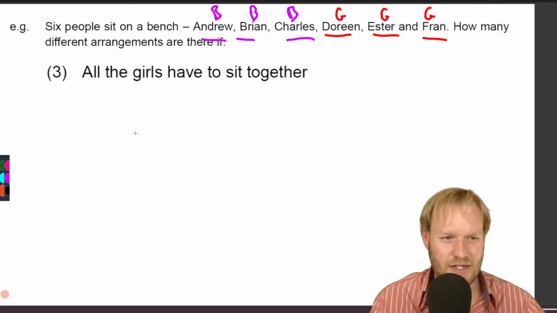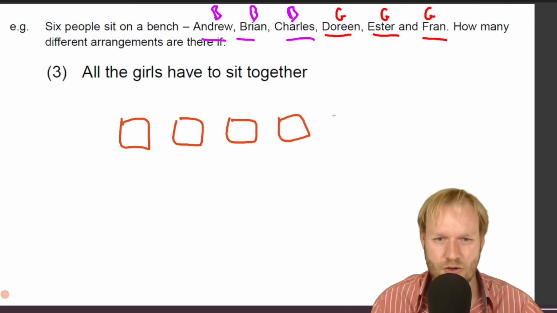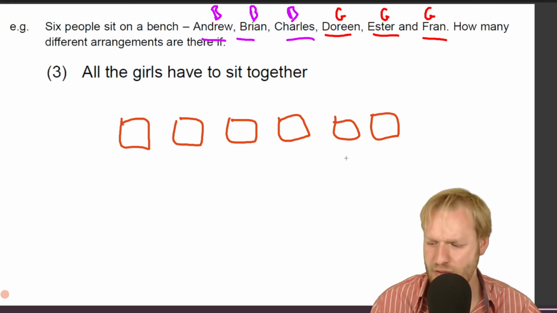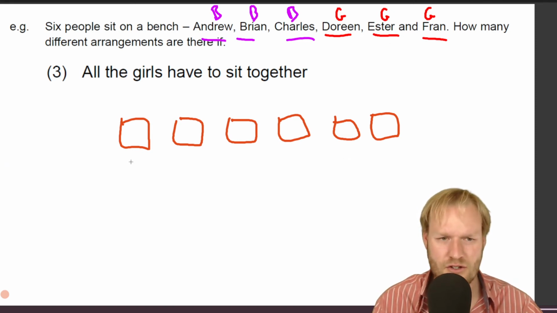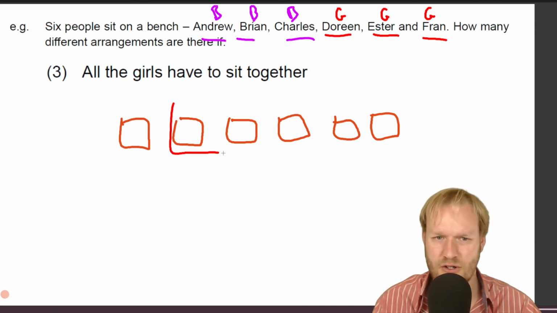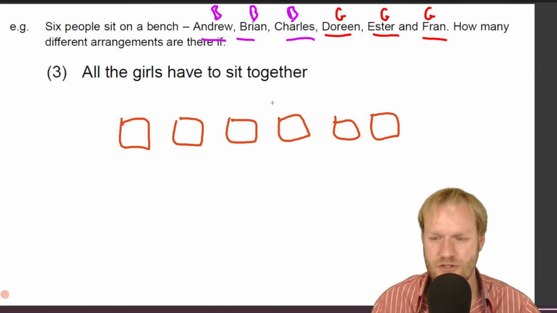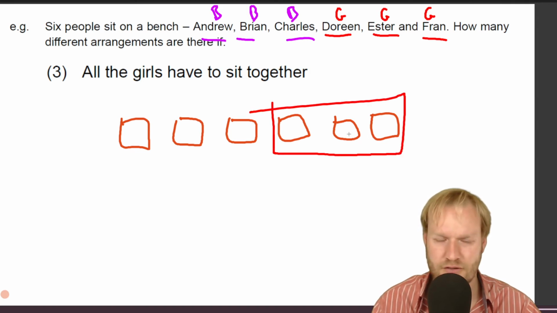Now, we've still got our 6 seats: 1, 2, 3, 4, 5, 6. So for this one, we need to see how many different ways the girls can all sit together. So there's where they could all sit together. That's one option, second option there, third option, and the 4th option over there.